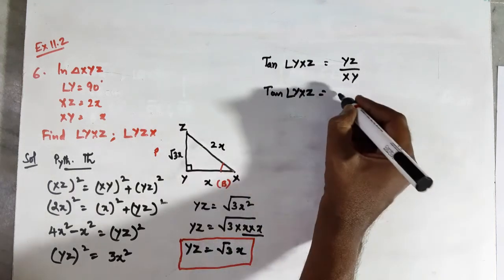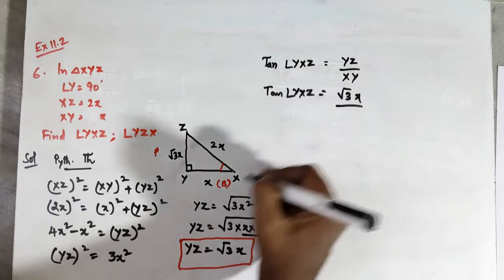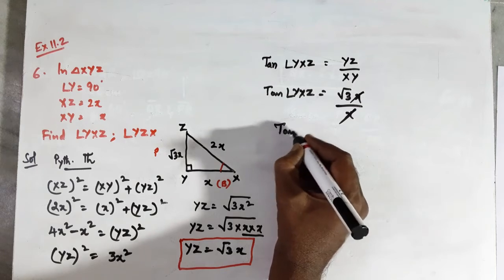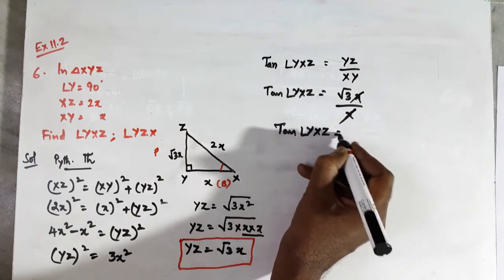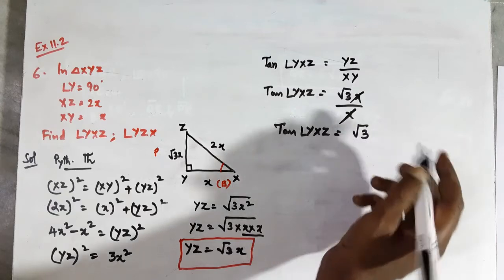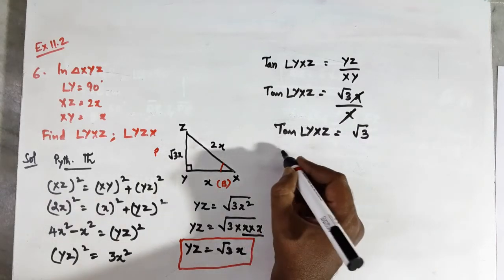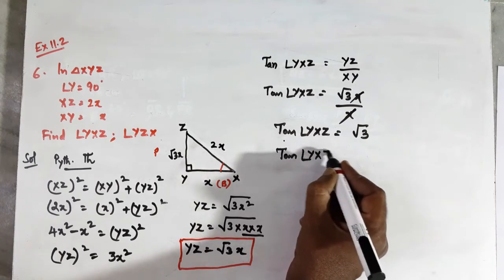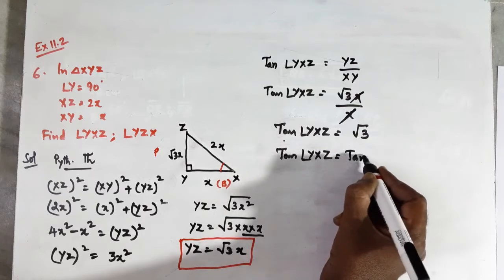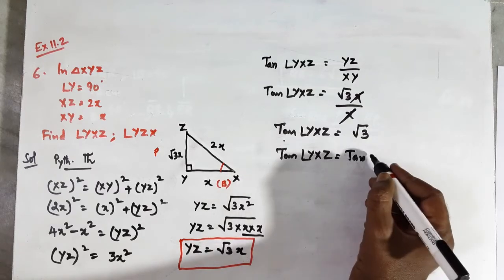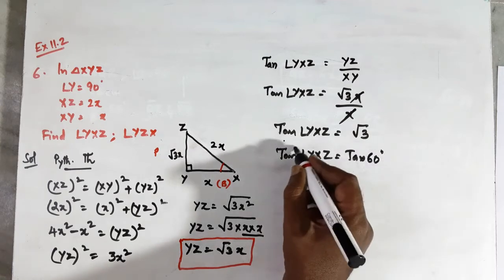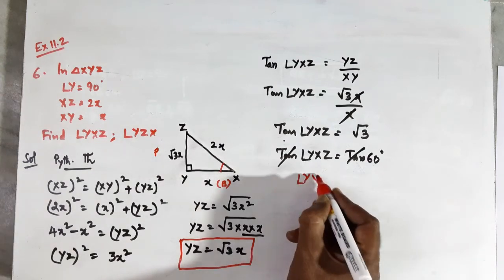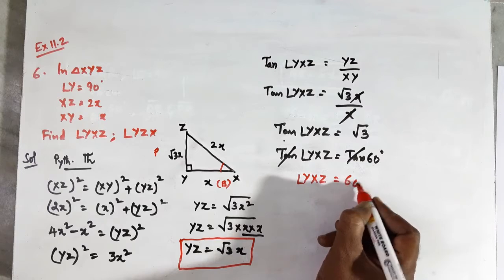Tan angle YXZ is equal to how much? YZ is equal to root 3x, XY is equal to x. X cancels. So tan angle YXZ is equal to root 3. So where do you get root 3? In terms of tan you have to see here. Tan of angle YXZ is equal to tan 60, which is root 3. So tan cancels. Therefore angle YXZ is equal to 60 degrees.